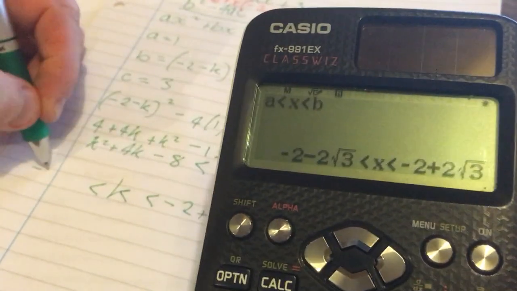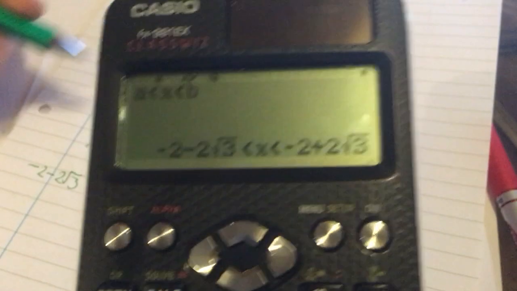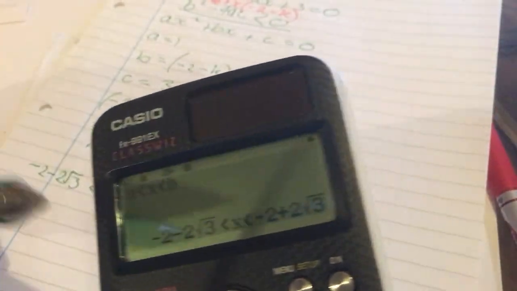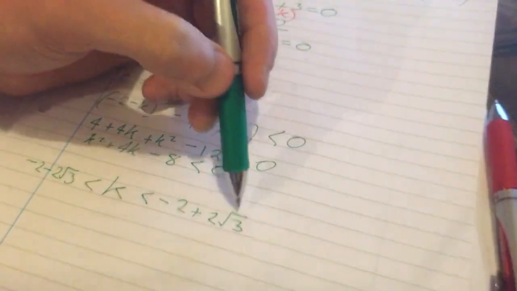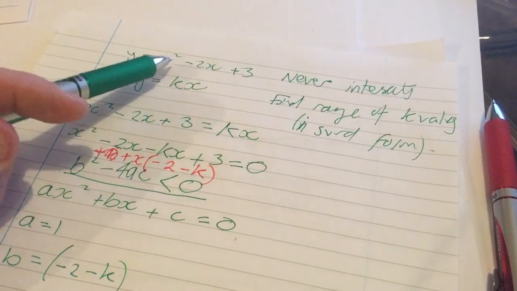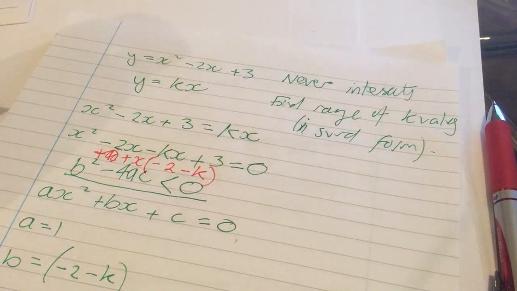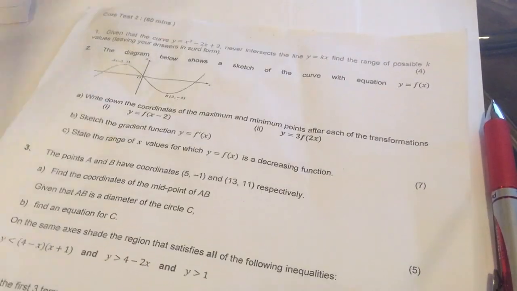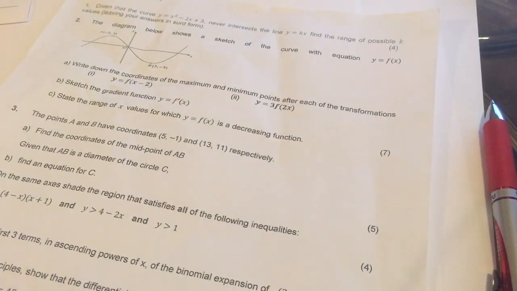And then minus 2 root 3. Now you could solve that with the quadratic formula, but it's a lot quicker just to use a calculator. So that is the range of k values that mean that this line and this curve never intersect. Cool. All right, on to question 2, which was on transformations.